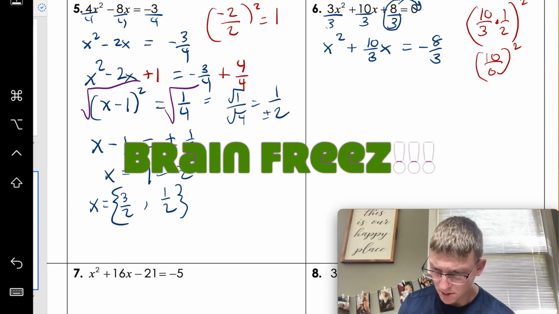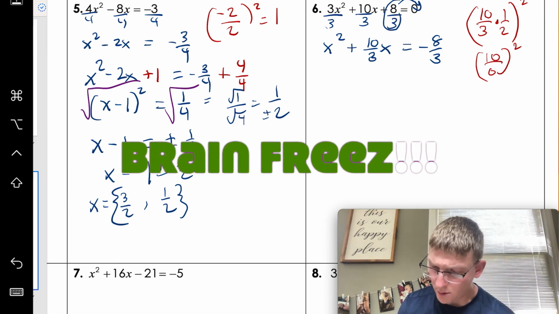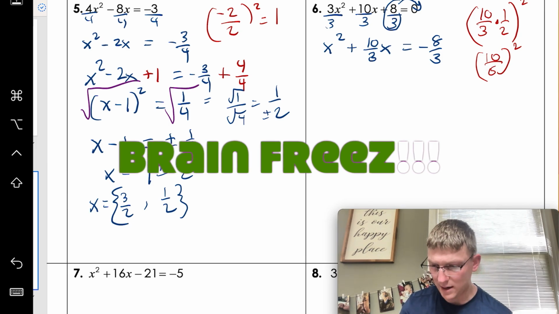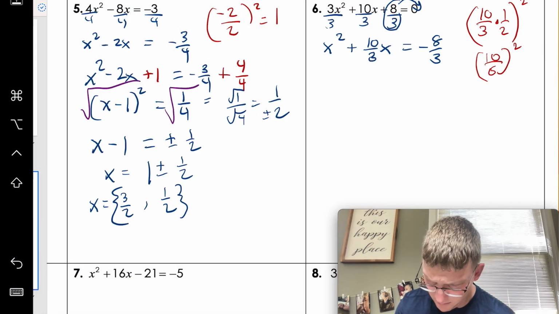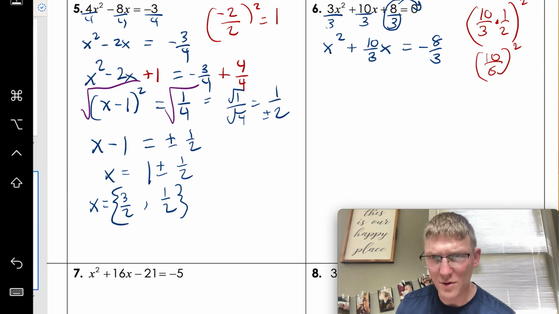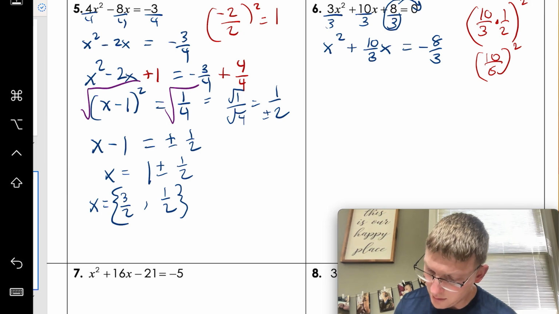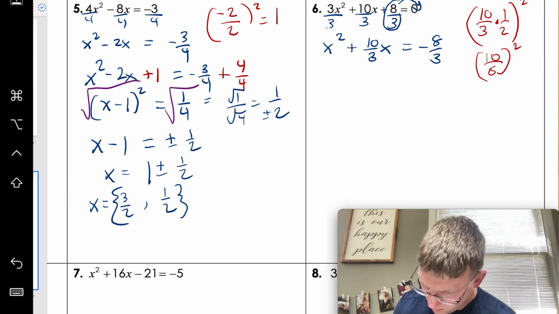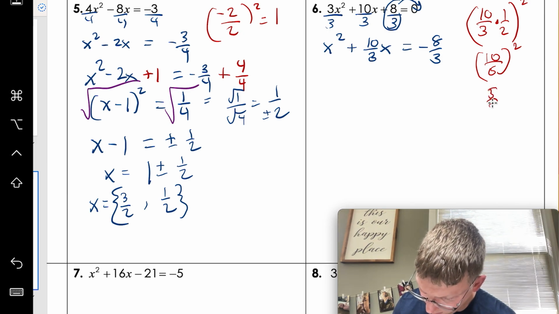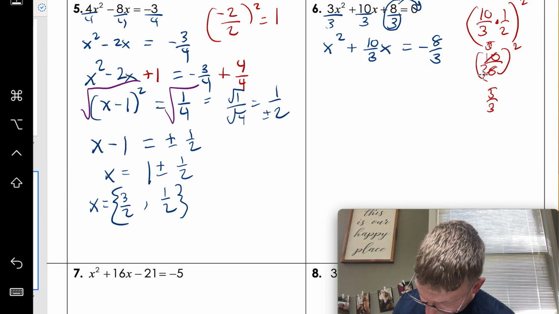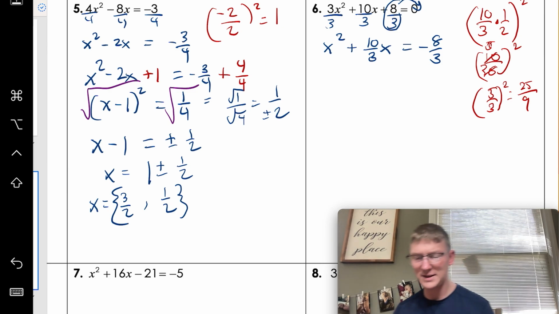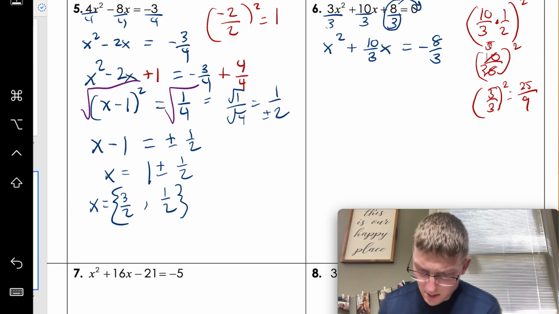Yeah, okay, so 10 over 6, got it. We can reduce that before squaring. That's what was messing me up. I didn't really want to deal with 100 over 36. But if we reduce 10 over 6 first, we've got 5 over 3, because we can pull a 2 out. We square that, we have 25 over 9. Okay, that's not terrible. We can deal with that.